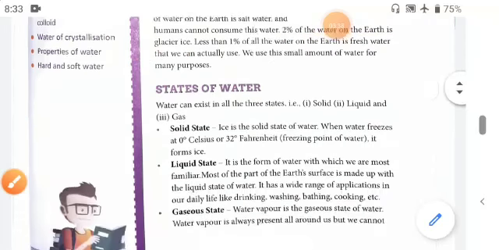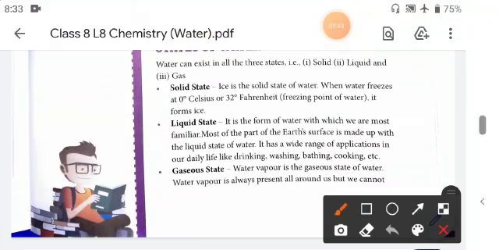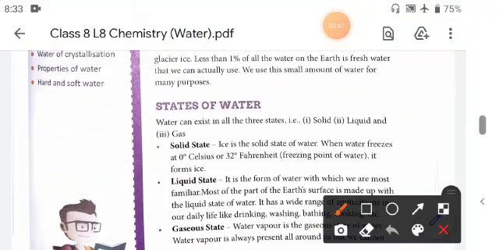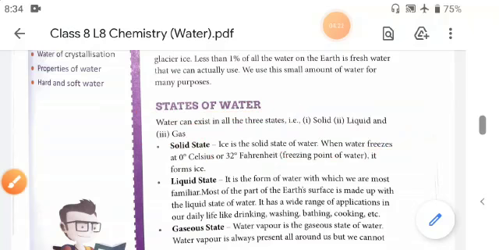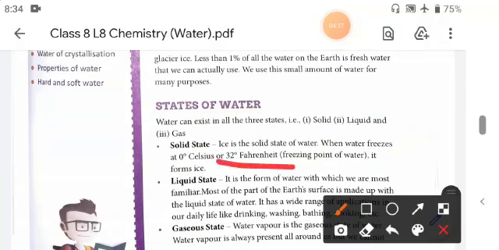Okay, now the second topic is states of water, that is, in which states water is found. Water can exist in all three states. You know all three states: solid, liquid and gaseous. So the first is the solid state. Ice is the solid state of water. When water freezes, do you know at which temperature it freezes? That is 0 degree centigrade, or 32 degree Fahrenheit. It is the freezing point of water. That means at 32 degree Fahrenheit or at 0 degree Celsius, water is converted into ice.